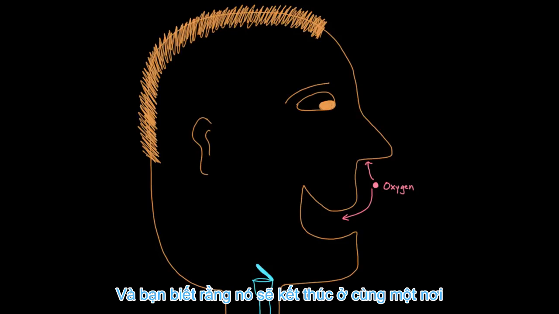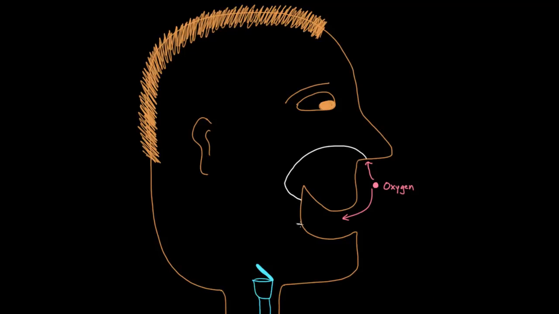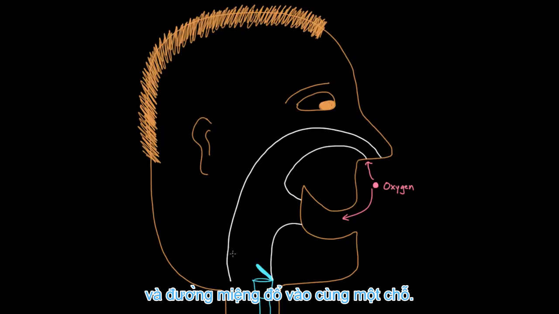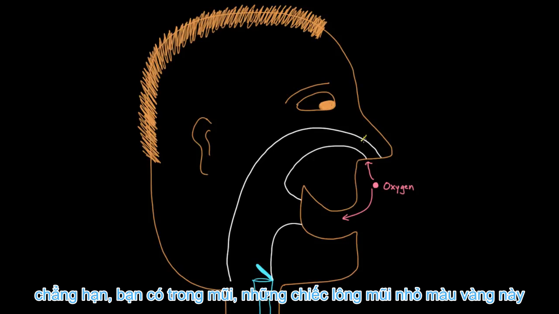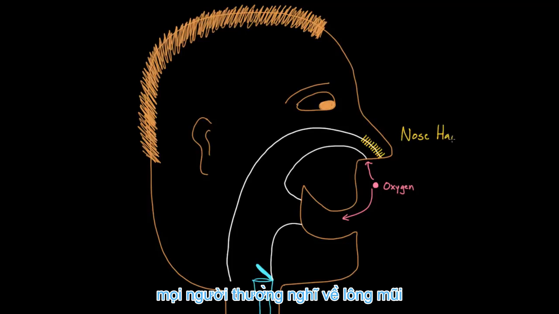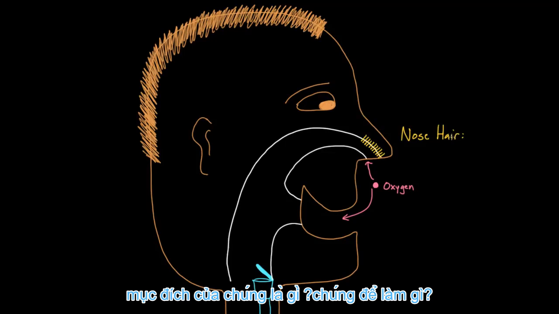And you know it's going to end up in the same place, or so we think, right? We said that basically the back of the throat is where it's going to end up. And this is my nose going to the back of the throat, and the mouth empties into the same spot. But already there are going to be some differences. So for example, you have in your nose these little yellow nose hairs. And the first question, of course, people think of with nose hairs is, what the heck is their purpose?